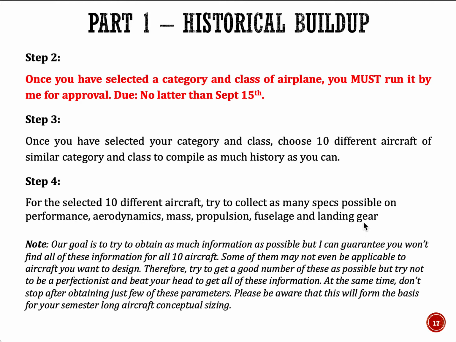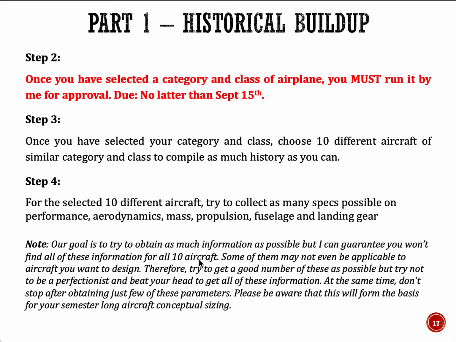You will rely on this data a lot more than you think right now. Because this will essentially form the basis of your semester long aircraft conceptual sizing process. Every time you get stuck, you will have to come back to this, and you better have data to support you. That's why we're offloading all the work beforehand, before we jump into making estimations of the different design decisions. So make sure to spend a lot of time.